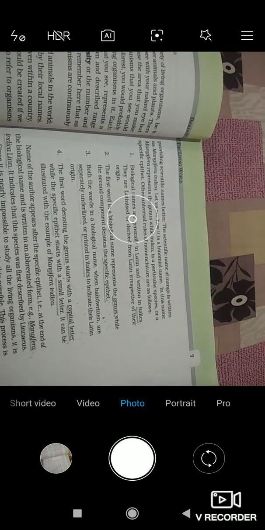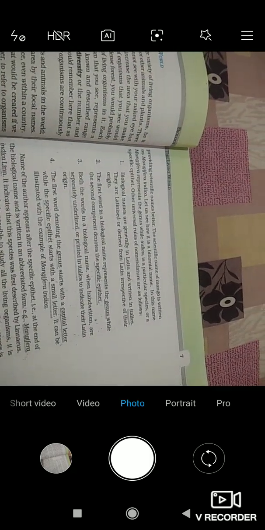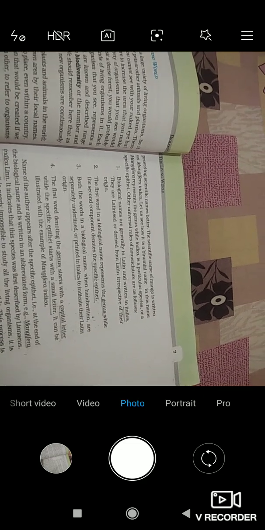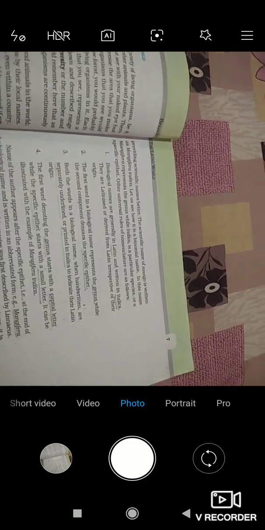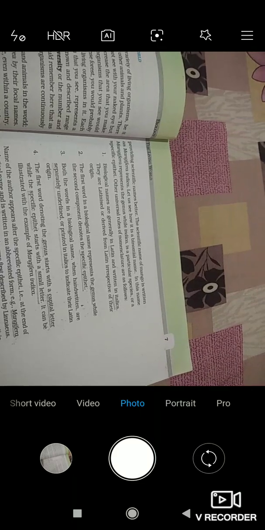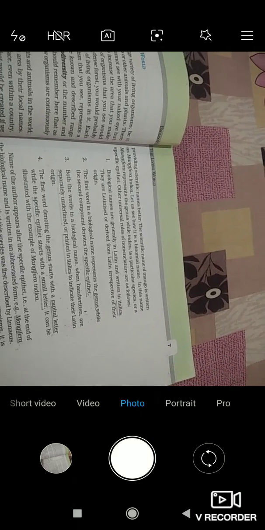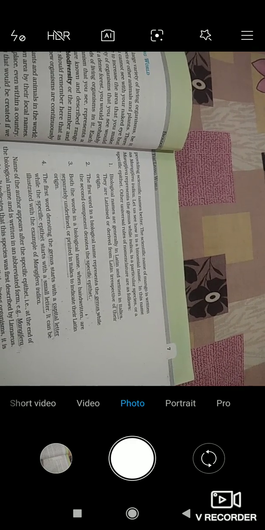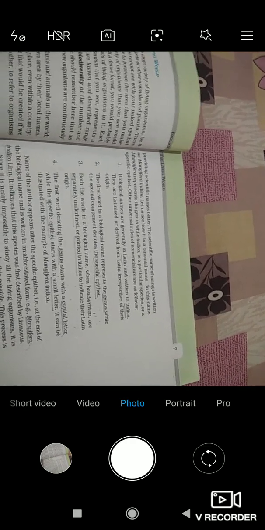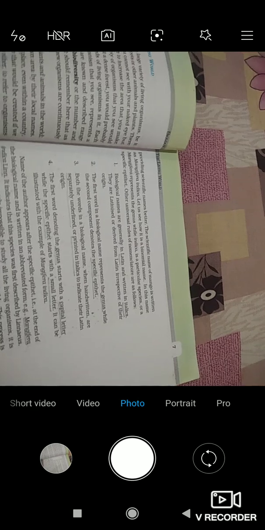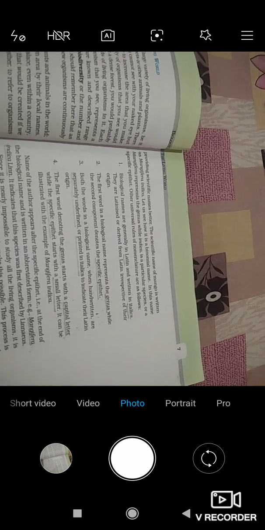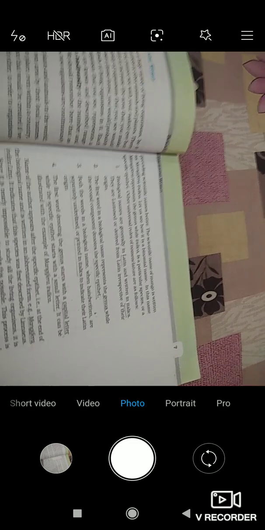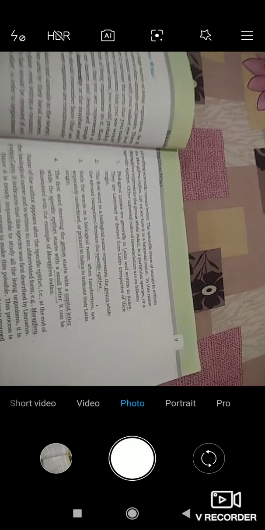The first word in a biological name represents the genus, while the second component denotes the specific epithet. I have told you earlier also that every organism's scientific name has two words. The first is known as the generic name or genus, and the second is known as the specific epithet or the species. So let's see the next. So this is telling in the second point that the first word in a biological name represents the genus, while the second component denotes the specific epithet.